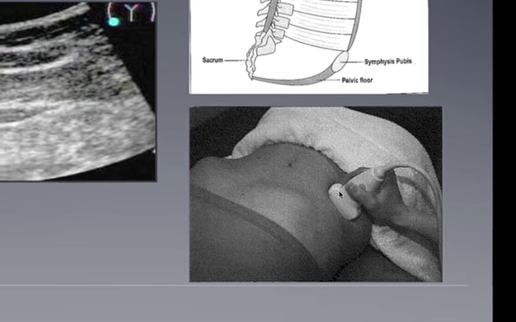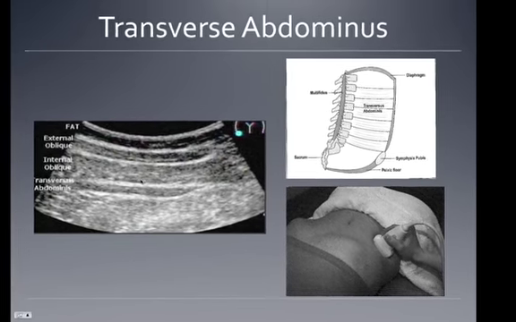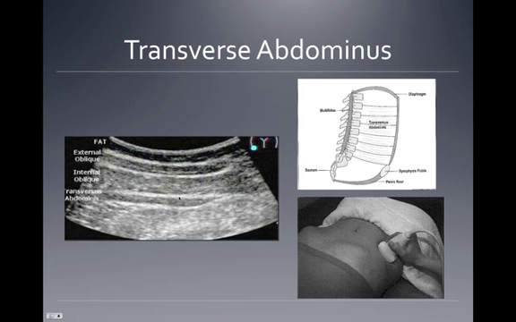Okay, and with this sound head technique, you're going to end up getting a picture that looks like this. And so here it is again. Here's our transverse abdominis in this layer right here, and that's the picture. Just get that in your mind's eye, because we're going to look for that over and over again, and you need to be able to reliably produce that image.